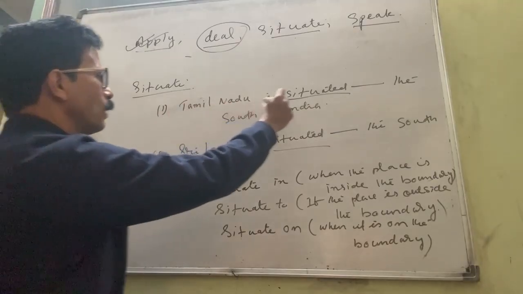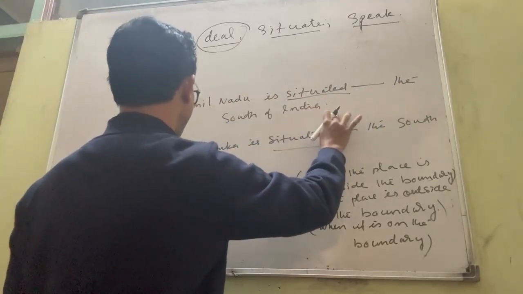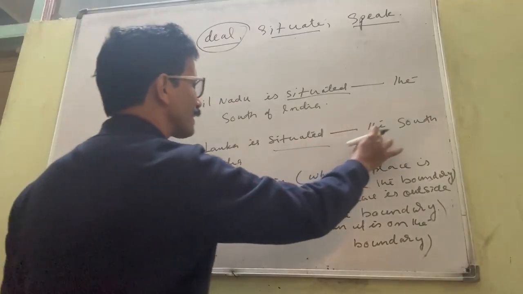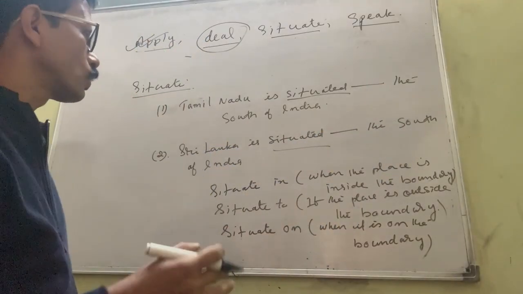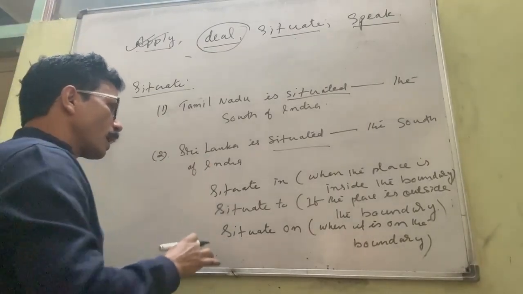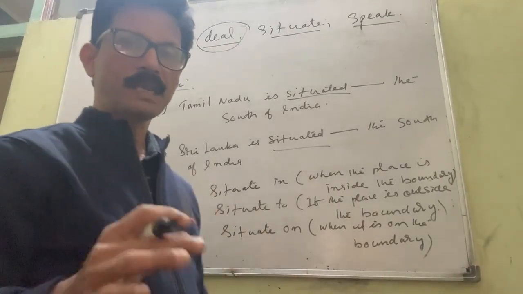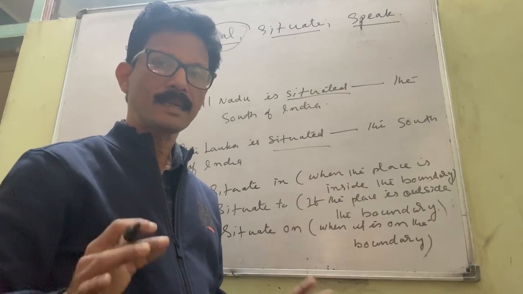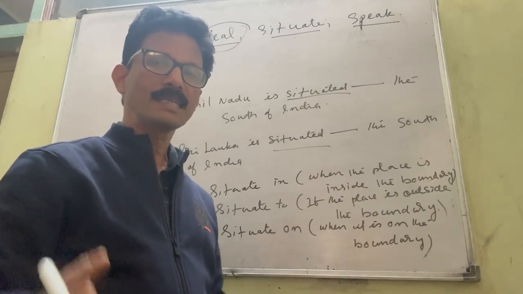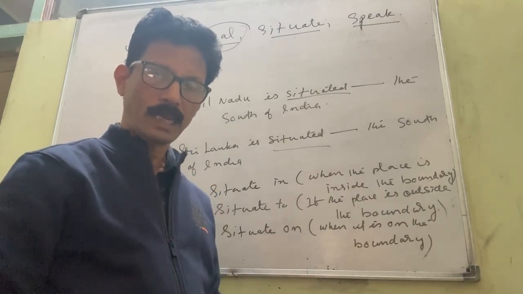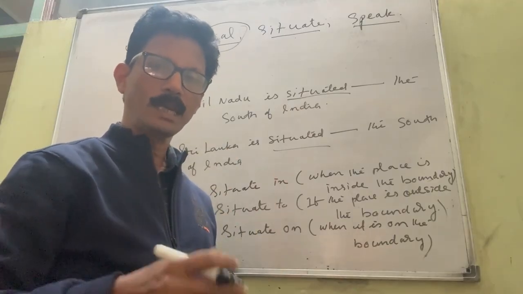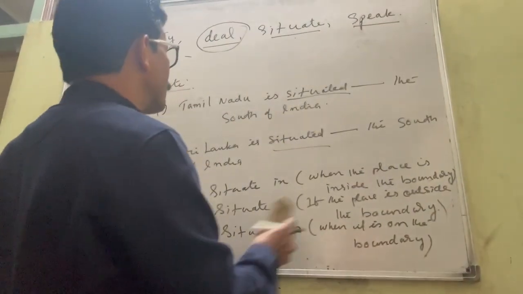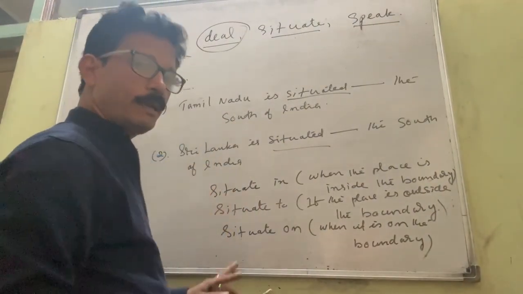Tamil Nadu is situated dash the south of India. Sri Lanka is situated dash the south of India. Both are in the south, no doubt, because Tamil Nadu is in the south of India and Sri Lanka is also in the south of India. But what is the difference? Inside India or outside, whether the place is inside India or outside India. If it is inside India, you use in, and if it is outside India, you use to. Okay. Now let us see. Let me repeat. Okay. You understood it?